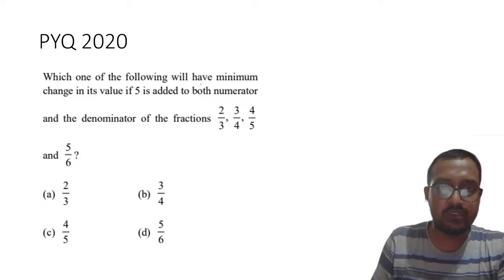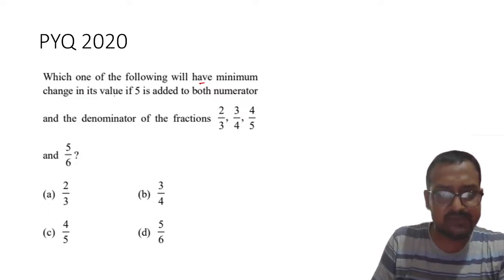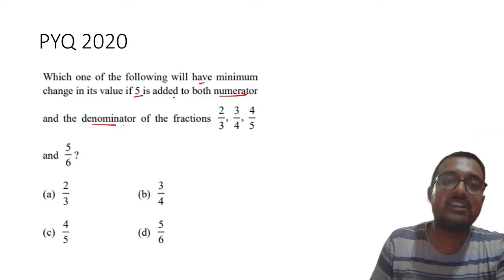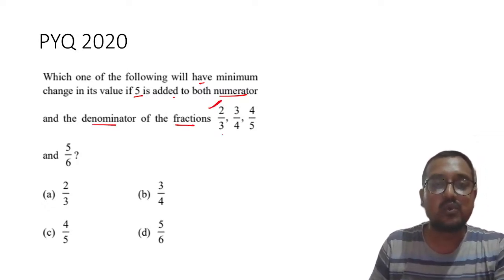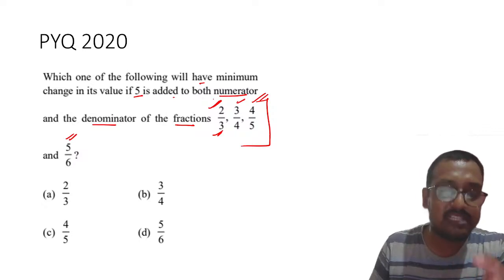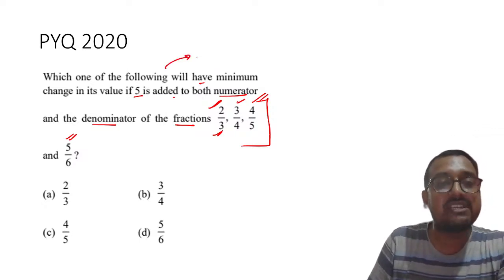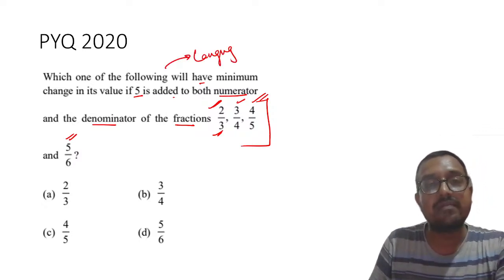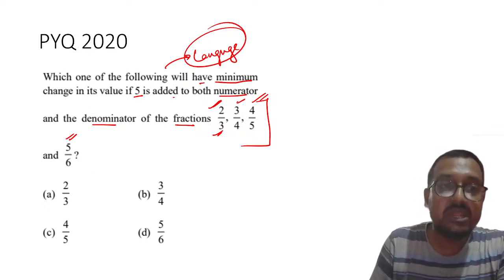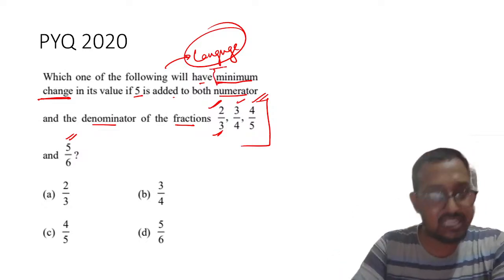Which one of the following will have minimum change in its value if 5 is added to both numerator and the denominator of the fractions 2 by 3, 3 by 4, 4 by 5 and 5 by 6. My dear students, please ये ध्यान रखिएगा यहाँ पे at this place the question's language is slightly confusing. What is the confusion? What the question is asking will have minimum change. Please remember, will have minimum change. The least change is expected.